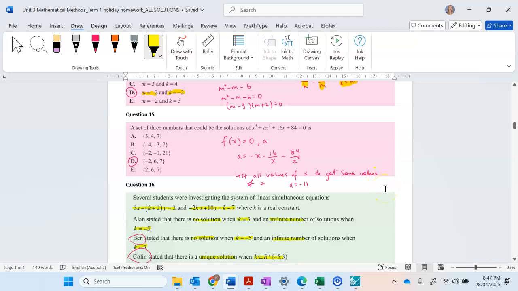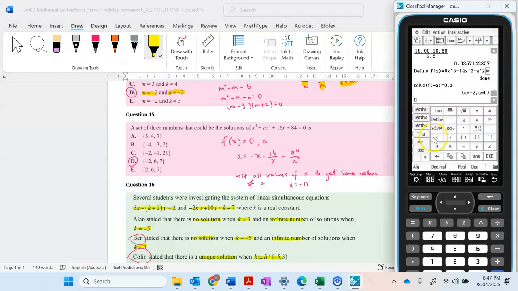Okay. I think this one took me a while to figure out how to do, so I might have to pause and figure out what I did on the calculator. I must have defined it, let it equal 0, and got a. Test all values of x to get the same value of a. I think I can do that quite confidently, because I did these solutions a while ago, so I'm trying to remember what I did.